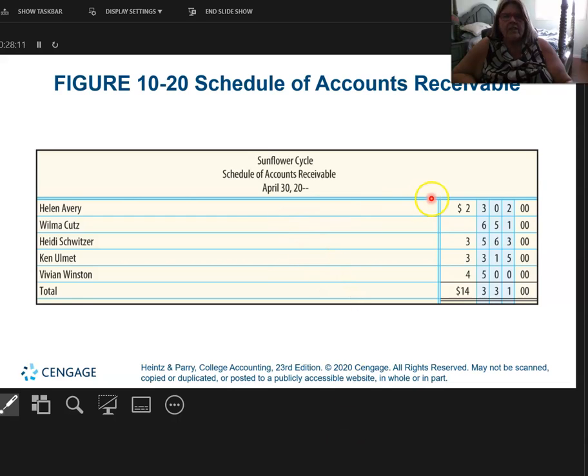And so here is a list of all the customers who owe me money, and here's my total. So this amount right here should equal my master or controlling accounts receivable account. This concludes chapter 10 for bookkeeping.